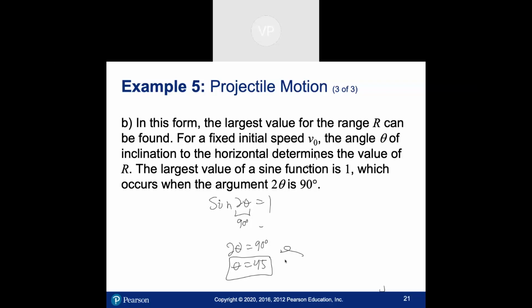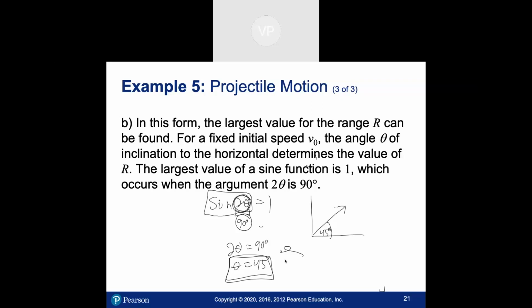Now keep in mind, sine at 90 degrees is our best, but it's 2 theta that we are solving for, and that's why we get 45 degrees. So it makes sense: if you want the best distance, you shoot it at a 45 degree angle. This is pretty much the same in any kind of sport. Like I said, for any kind of object you're throwing or launching, 45 degrees is the magical angle.